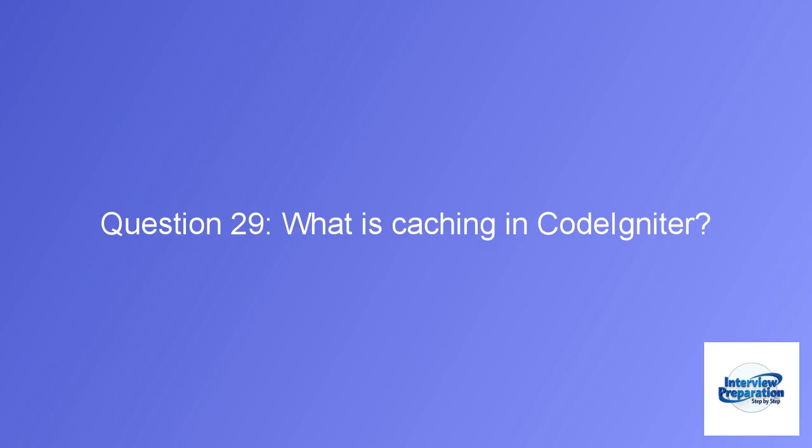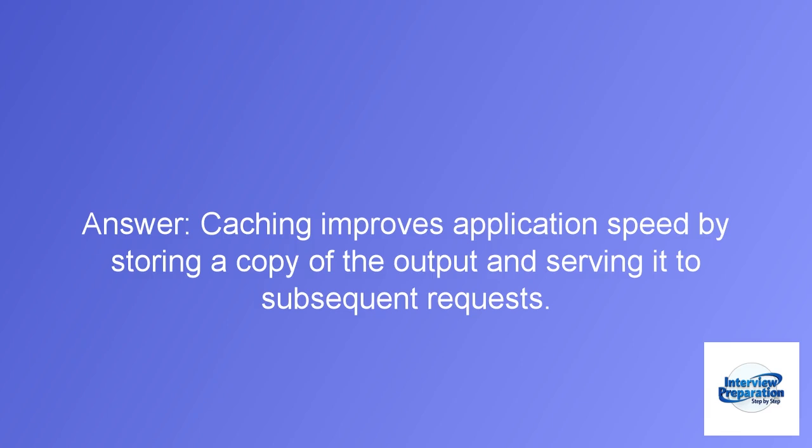Question 29. What is caching in CodeIgniter? Answer: Caching improves application speed by storing a copy of the output and serving it to subsequent requests.